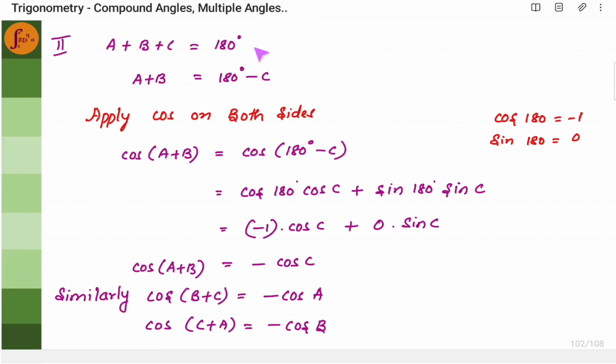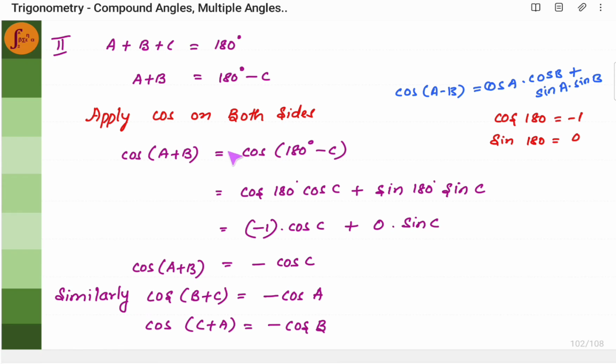When we tried the first part, we applied sine. Now we are applying cos for both the sides. Cos (A plus B) is equal to cos (180 minus C). Now you take the cos (A minus B) formula, which is cos A into cos B plus sine A into sine B, right? We put this: cos 180 is minus 1, sine 180 is 0. So on substituting, we'll get minus cos C, right?